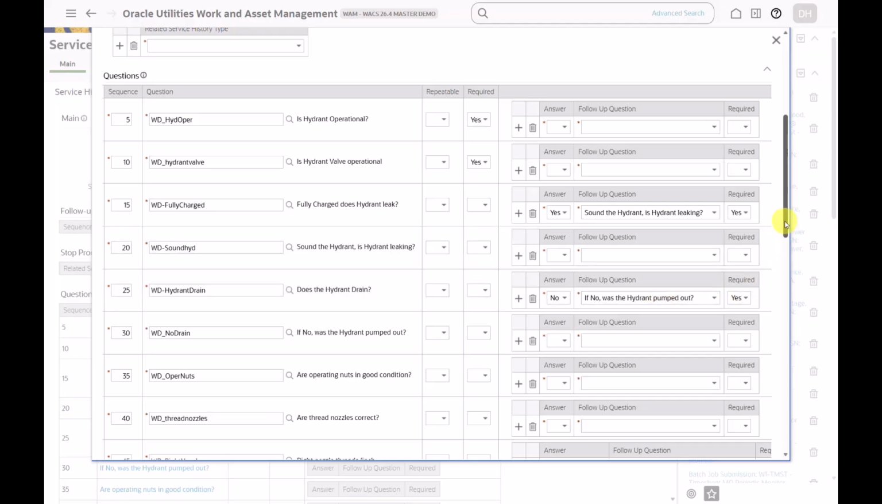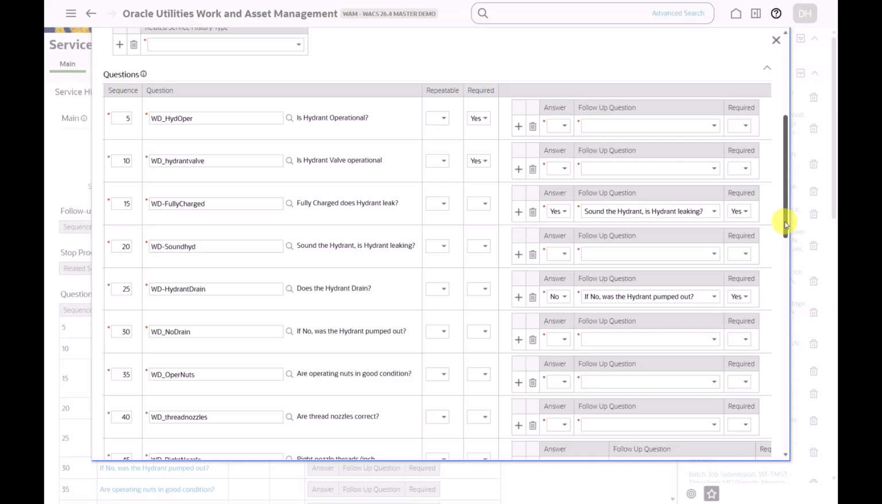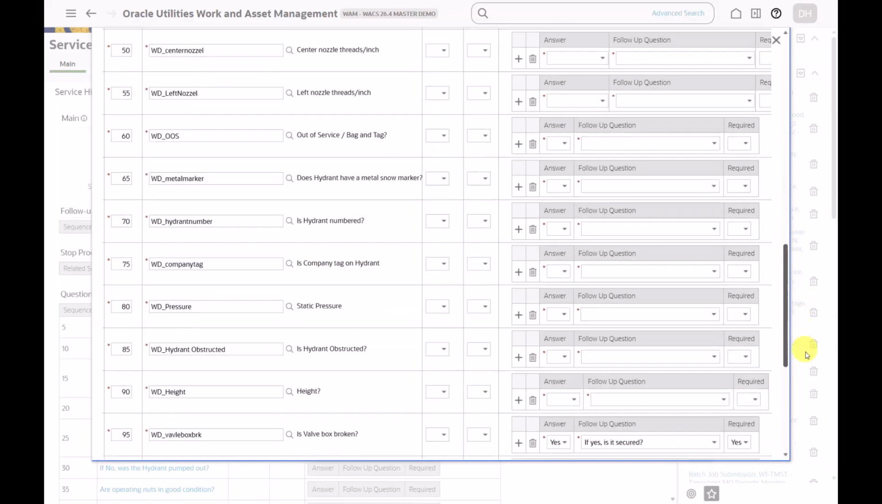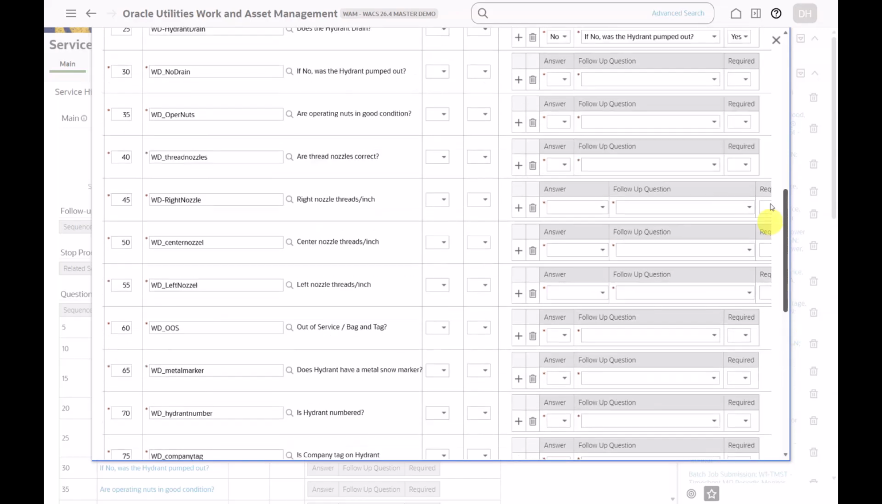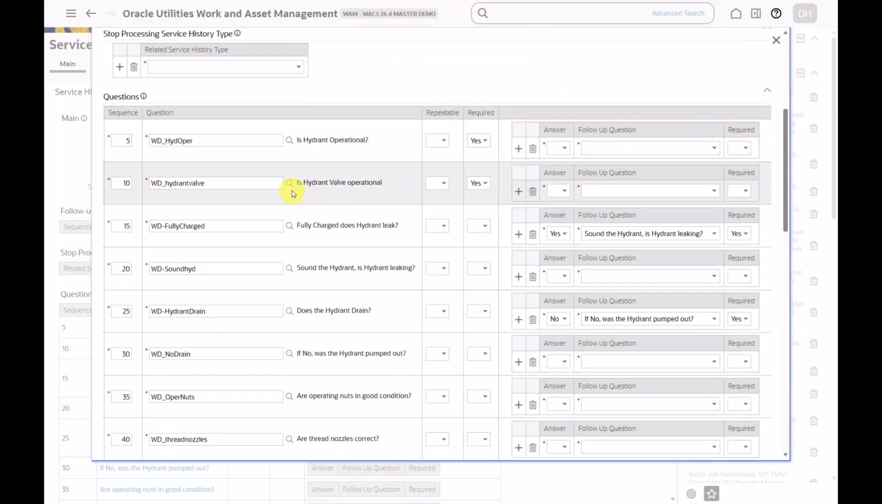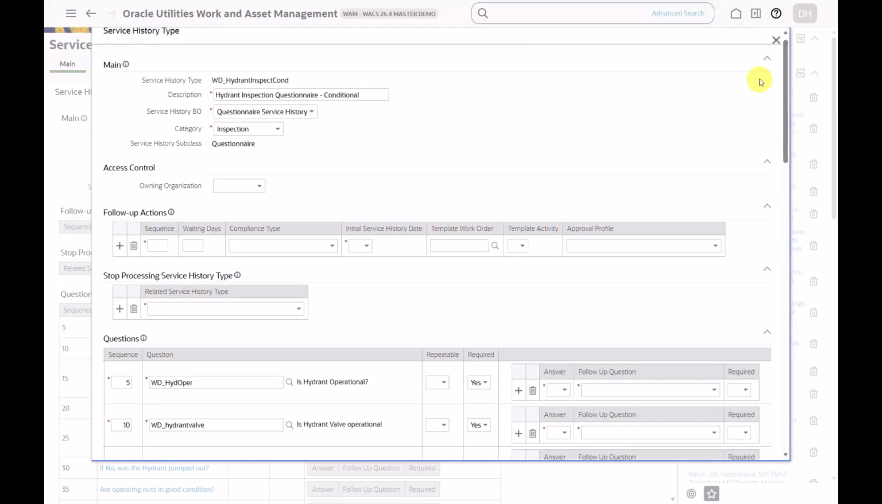So that's a configuration that I've added to this conditional service history type. There's a couple more here at the bottom. Is the valve broken? If it was broken, is it secured? Yes, required. So you can make as many of them conditional as you want. The little gotcha here is I have to list all the questions first because this answer gets selected from here. So I list all the questions, save, and then decide if any of them are actually conditional versus straightforward questions.